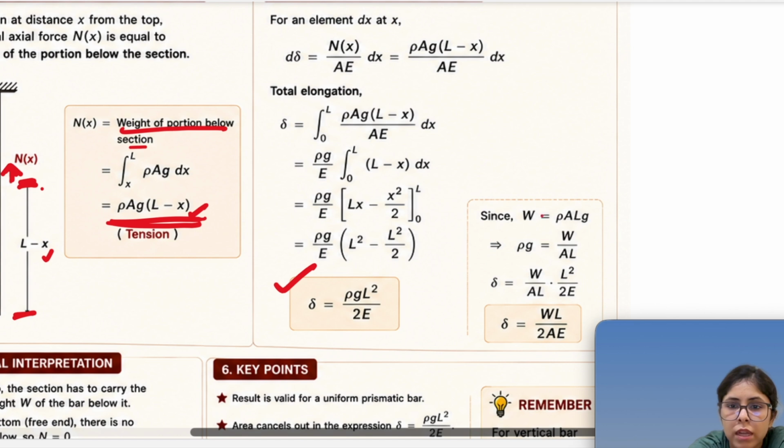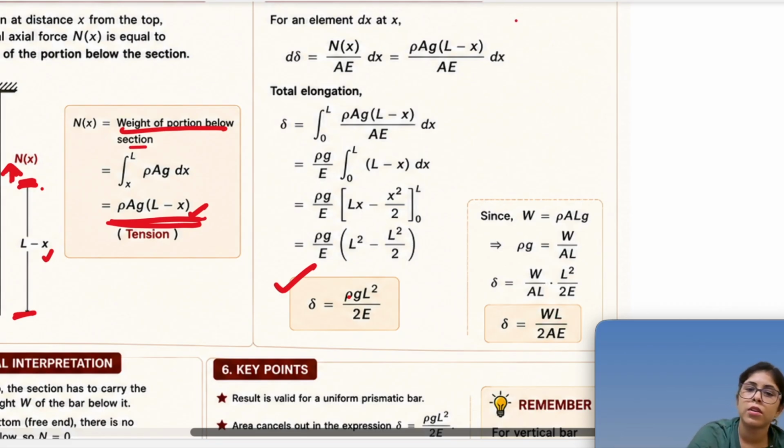And I know that W is equal to rho A L g, right? So rho g is nothing but W upon A L. I want to put this rho g here. So I got delta is equal to W upon AL times L square upon 2E. This L square to L gets cancelled. So we have WL upon 2AE.